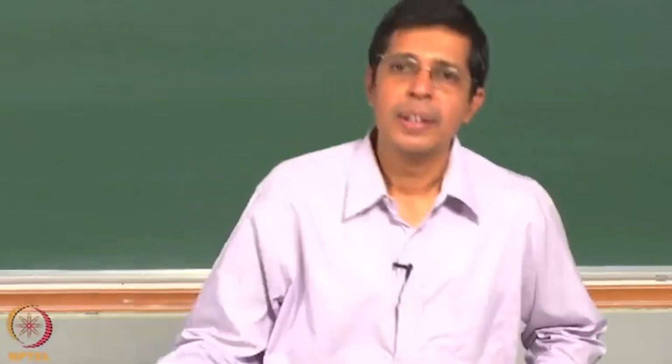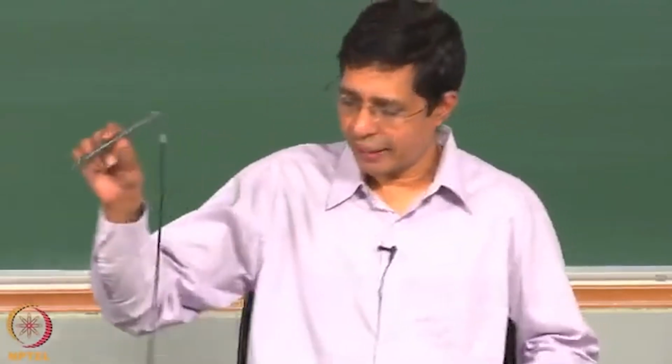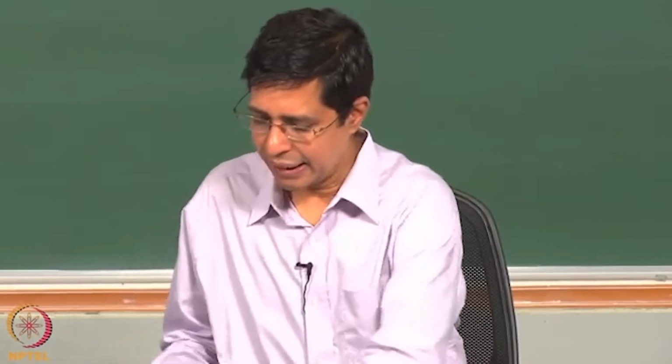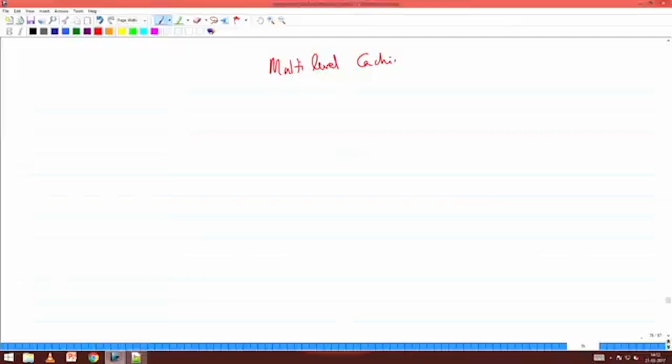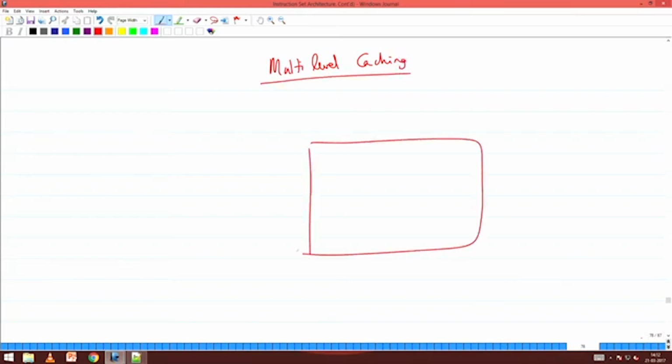Okay. So the next step of our cache organization that we will be taking up, we will look at multi-level caching. So here is a CPU. There will be an L1 split cache. So L1I cache, L1D cache.